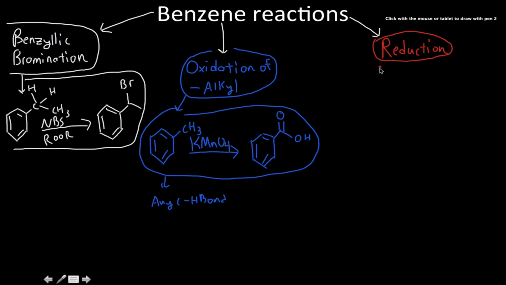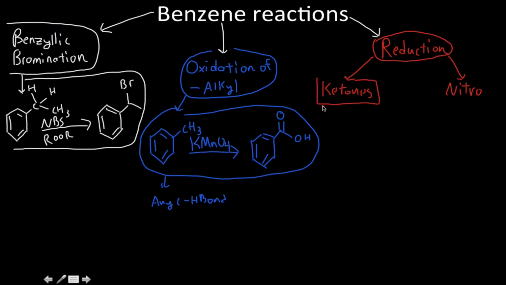So now let's talk about reduction. I may not have room for this, I hope I do. There are two types of substituents that we are going to be reducing on benzene rings: ketones and then nitro groups. Let's talk about ketones real quickly, if we can fit it down here. Say I have a ketone, which is formed from Friedel-Crafts acylation. I don't know why I can never pronounce that right.